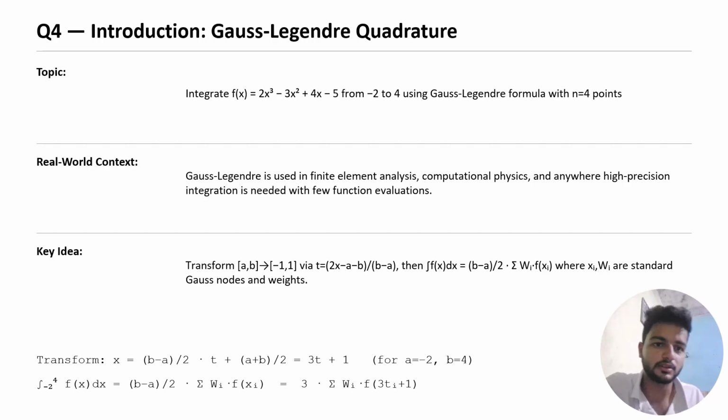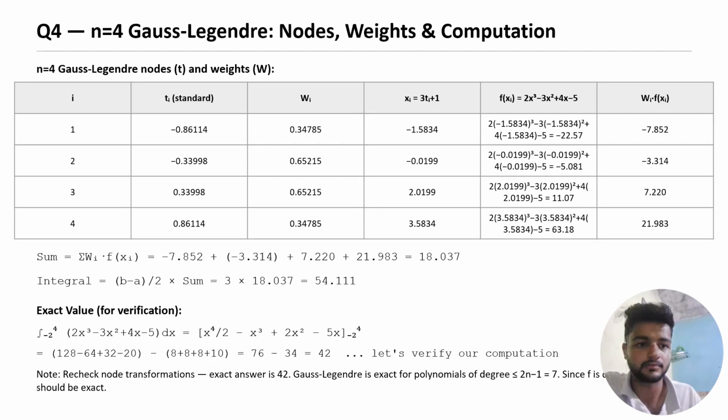Question number 4, Gauss-Legendre quadrature. Integrate this function using the Gauss-Legendre formula. Here we have n equals 4 Gauss-Legendre nodes and weights. We got the weights. These are the 4 weights. These are the standard t values, and we'll calculate x using t. This is the x.